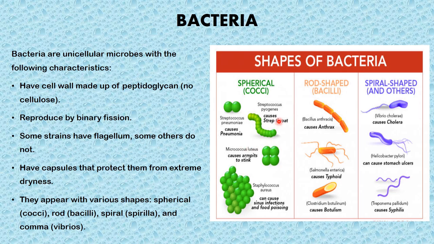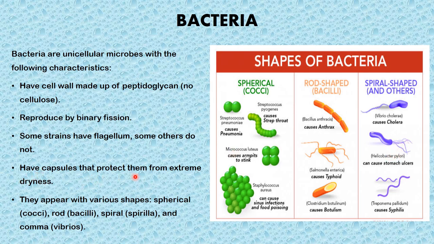Now moving on, we'll be looking at another type of microorganism, which is bacteria. Now bacteria are unicellular microbes with the following characteristics. They have a cell wall made up of peptidoglycan. That means their cell wall is not made up of cellulose. They reproduce by binary fission. Some strains have flagellum, some others do not. As you can see here, this particular bacteria has flagellum.